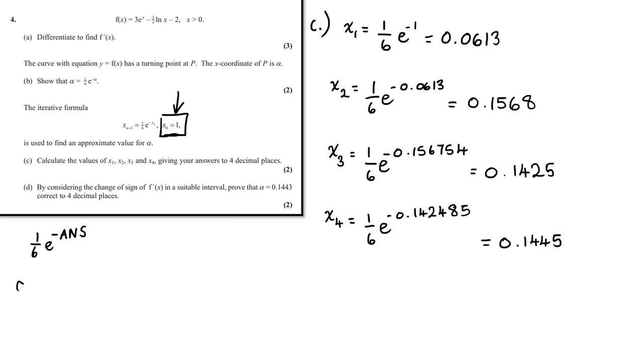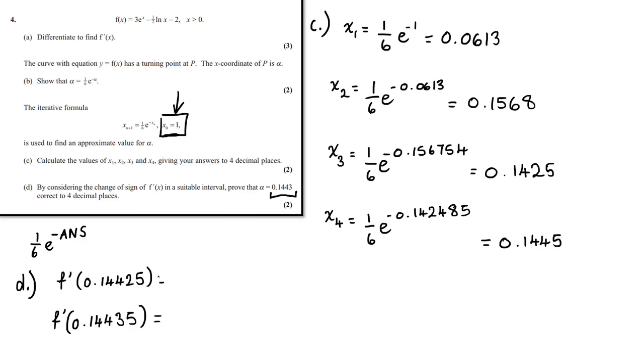And finally for part D then, it says by considering the change of sign of f prime of x in a suitable interval, prove that alpha is equal to 0.1443, correct to 4 decimal places. In this case here, we need to determine the interval. So it makes sense here, if we're looking at this to 4 decimal places, that we split this into 2. So what I'm going to do here is I'm going to take f prime of 0.14425 and f prime of 0.14435. Okay, just so we can average this value here.